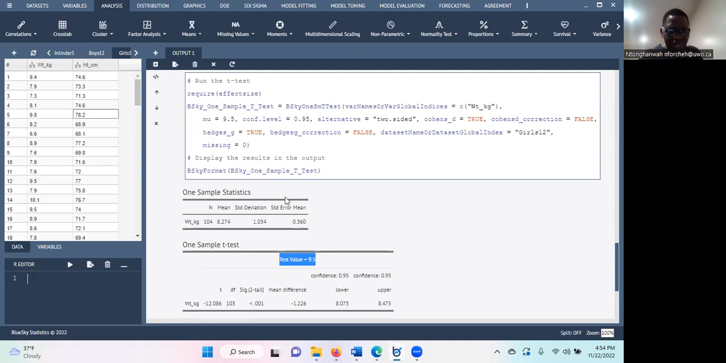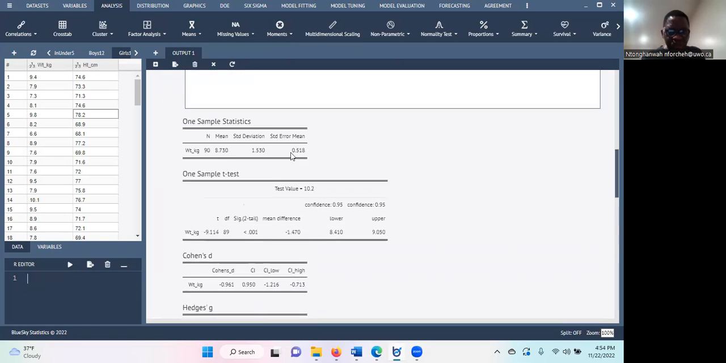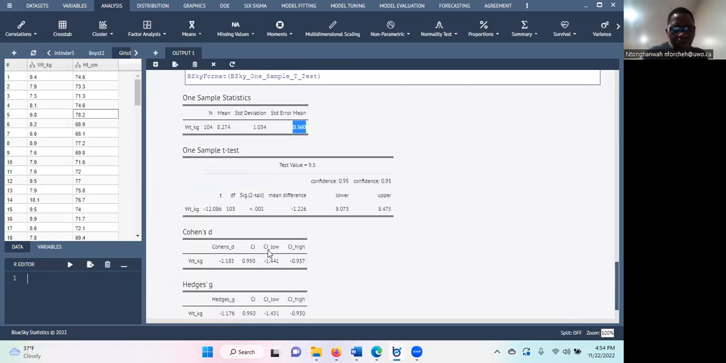You can see that the standard deviation for girls is actually smaller than what we found for boys. The boys were 0.5-something. So the values for girls are more precise. Girls tend to be more similar to each other than the boys; the weights for boys are more variable. Okay.